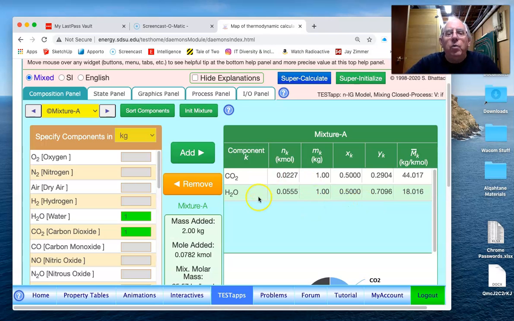Okay, now again, we don't want this number of moles here. We really just want the mole fraction, because we're going to add a certain number of moles to our final mixture. So this is our mixture A.